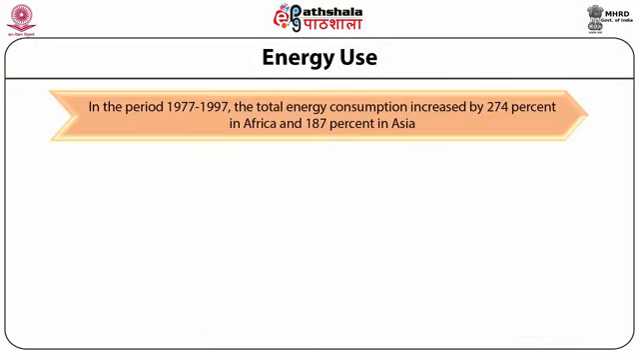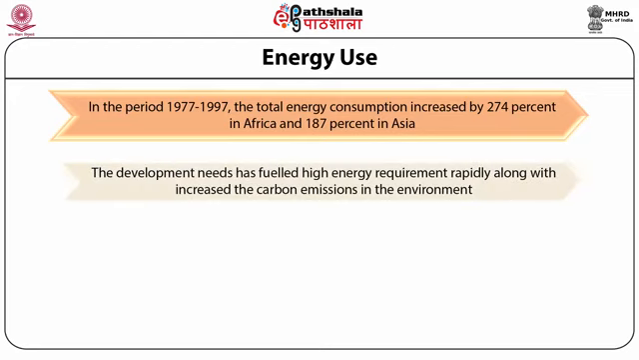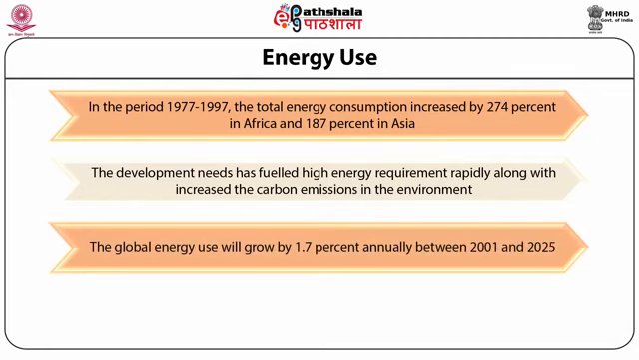In the period 1977 to 1997, the total energy consumption increased by 274% in Africa and 187% in Asia. The development needs have fueled their high energy requirements rapidly. Alongside, this has resulted in increased carbon emissions in the environment. The global energy use will grow by 1.7% annually between 2001 and 2025. This will be more than the rate of world population growth.